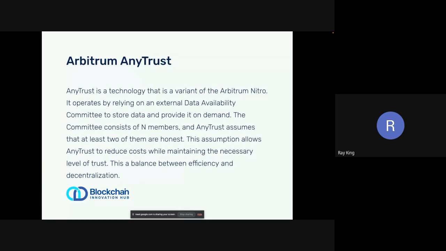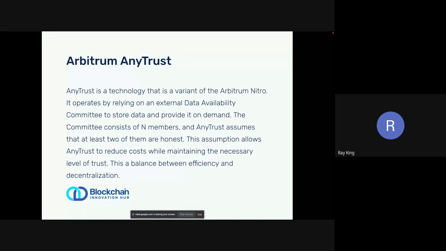Now, this assumption allows AnyTrust to reduce cost while maintaining the necessary level of trust. This is a balance between efficiency and decentralization. So it maintains this trust by, okay, if two are going to be honest, it means the data is going to be held and stored by the data availability committee. Remember, it's a committee. So the data is going to be with them.